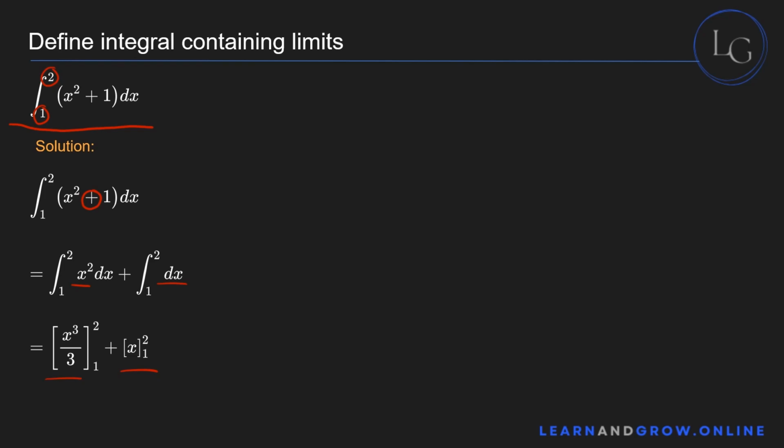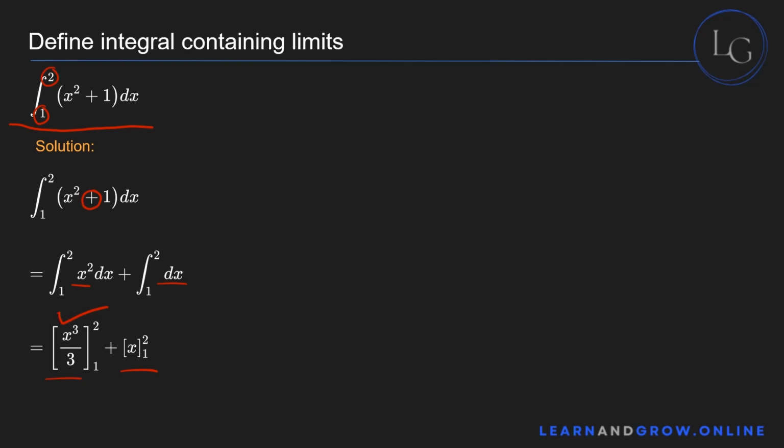The upper limit is 2 and the lower limit is 1. How will you apply them? Well, first you'll plug in 2 in this term, x cube over 3. You'll plug in the 2 in place of the x, and then you'll subtract from it whatever result you get when you plug in 1 in place of the x.